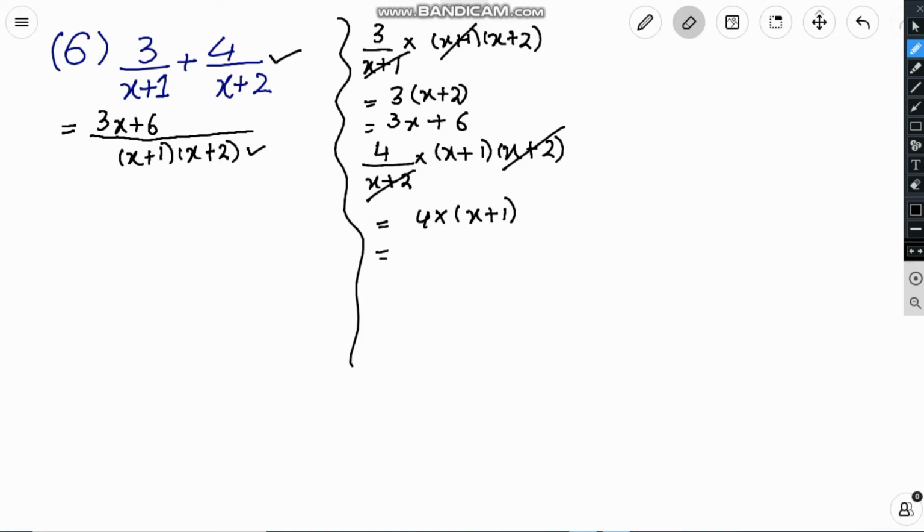So make it more simple. Multiply 4 with x plus 1. It becomes 4x plus 4. So now write here 4x plus 4.